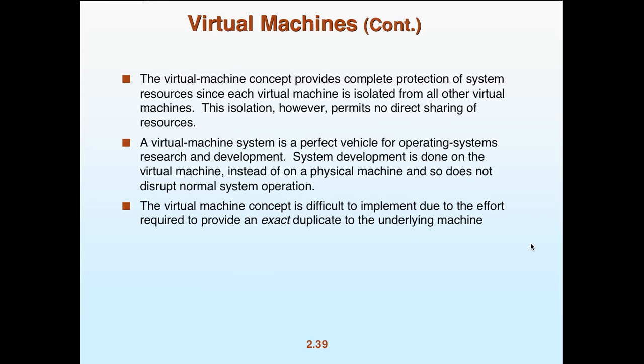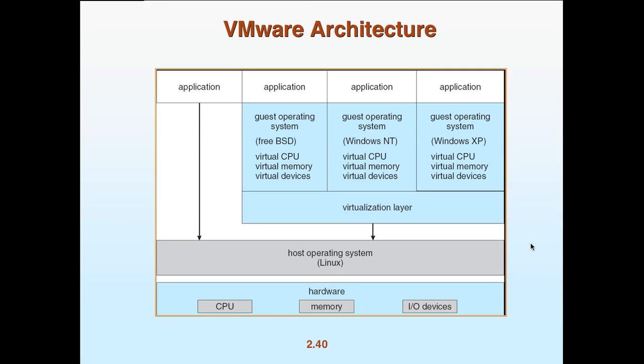System development is done on a virtual machine instead of the physical machine. It doesn't disrupt normal system operation. The virtual machine concept is difficult to implement due to the effort required to provide an exact duplicate of the underlying machine. So the abstraction is kind of hard to do.